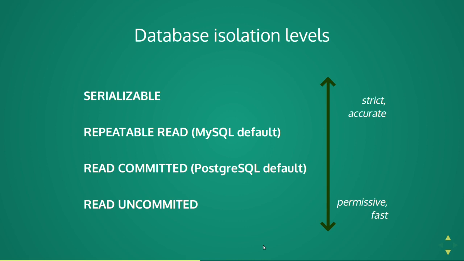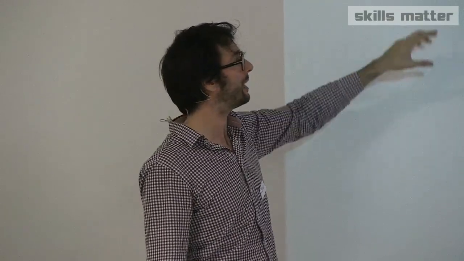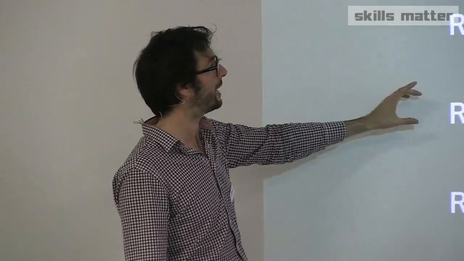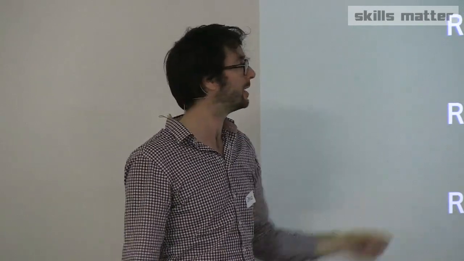At the other extreme is read uncommitted, which is very permissive and fast, but it's a bit unsafe. I have a feeling, I'm not sure, someone could correct me, but maybe NoSQL databases use things like that. That's maybe one of the reasons why they're quite fast, because there's less checking. Anyway, the middle ones, repeatable read and read committed, which are quite similar, are a mixed approach. MySQL defaults to repeatable read, and Postgres defaults to read committed.